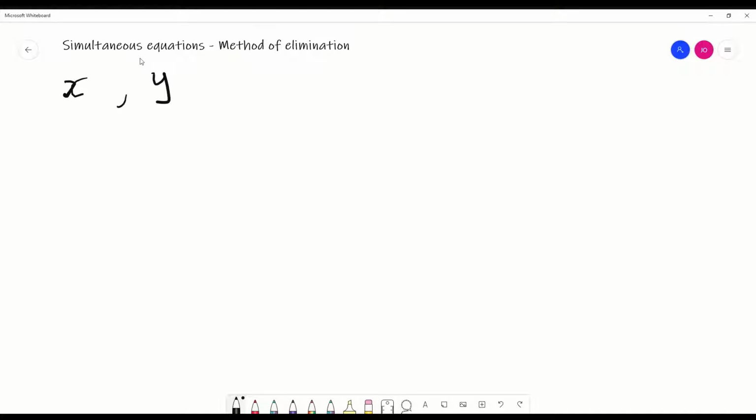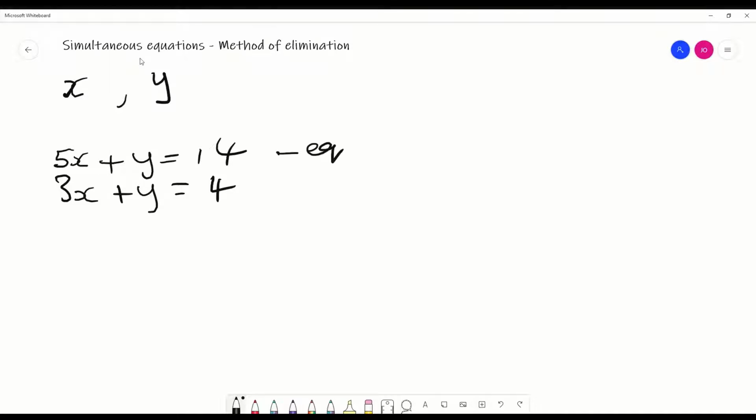So I'll give a typical example. 5x plus y is equals 14, and 3x plus y is equals 4. So looking at these two equations, let's call this equation 1 and this one equation 2. So in a normal simultaneous equation, you would solve for x, solve for y independently. But using the method of elimination makes it really easy to work.